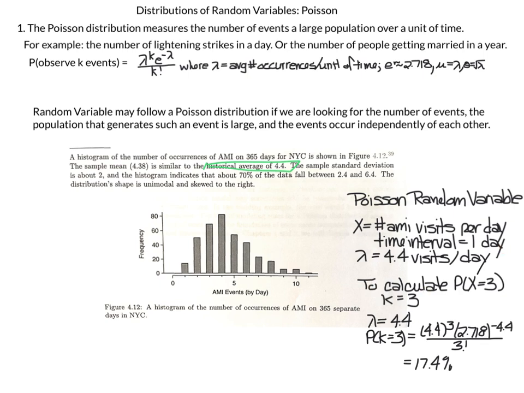Now, if we want to calculate, for example, the probability that X equals 3, in other words, there are 3 visits in any given day, then we set k equal to 3. Again, lambda is 4.4. So the probability that k equals 3, using our formula, is 4.4 raised to the 3, times e to the minus lambda, so 2.718 to the minus 4.4, divided by 3 factorial, and we have a probability of 17.4%.